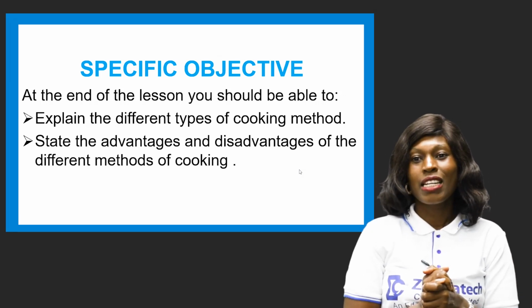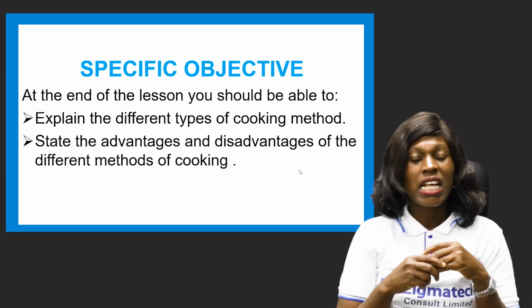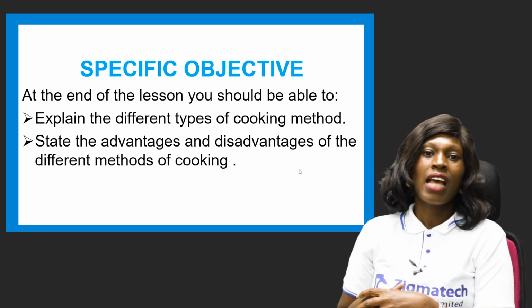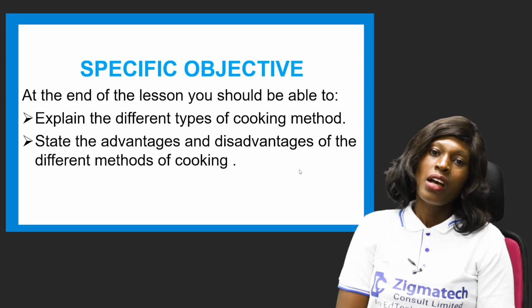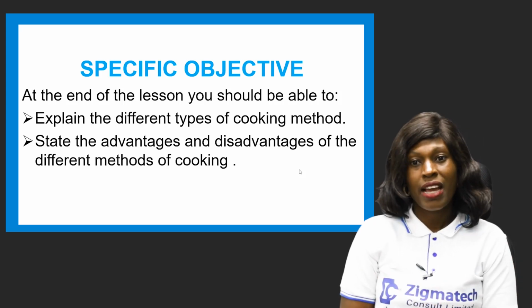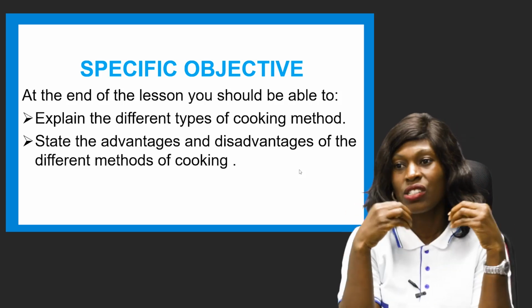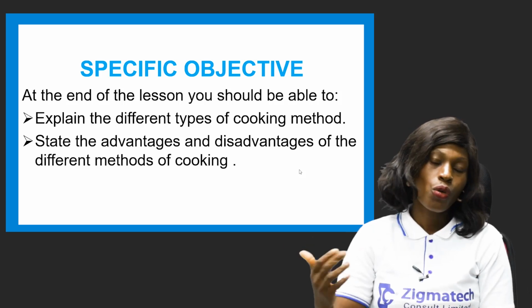There are some things you're going to get acquainted with in the course of this class. You're going to be able to explain the different types of cooking methods. We started explaining some of them, but we're going to look at the other types of cooking methods, so you're going to get to know them. Then you're going to be able to state the advantages and disadvantages of some of these methods of cooking.